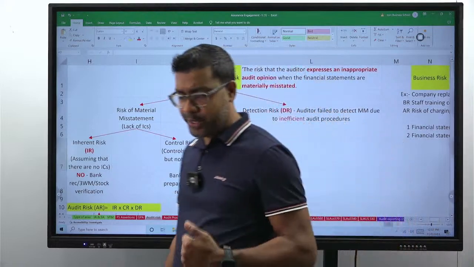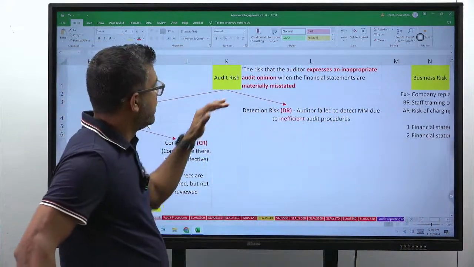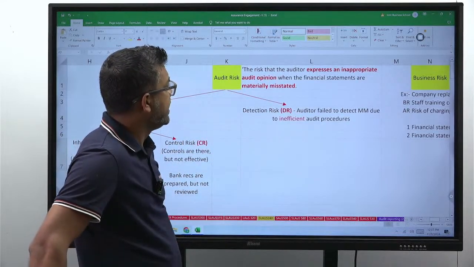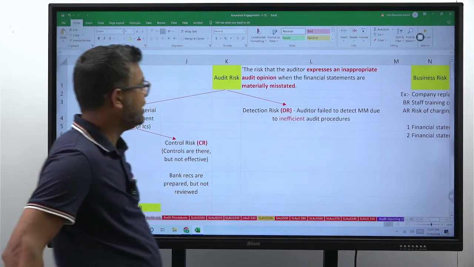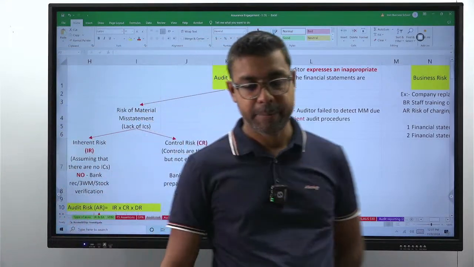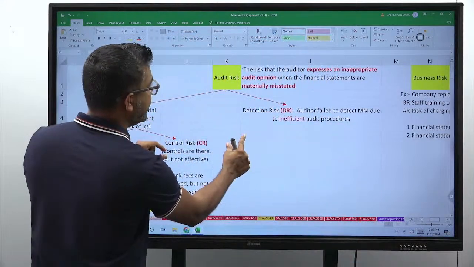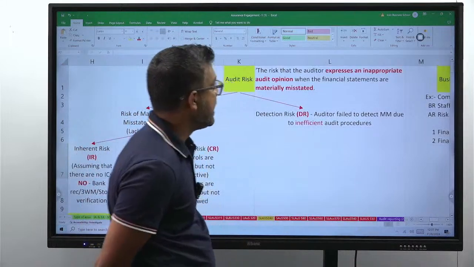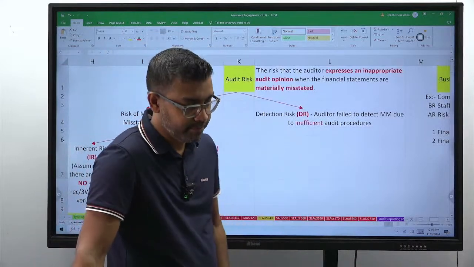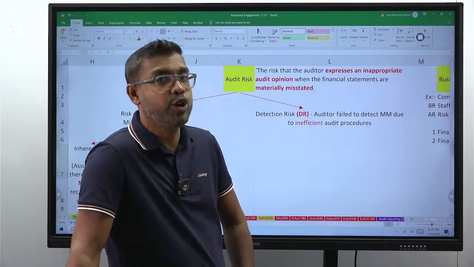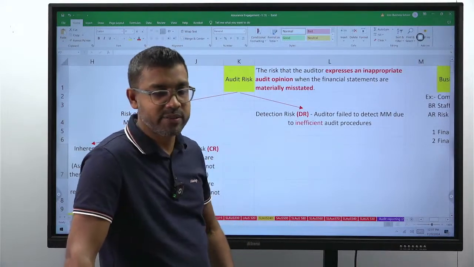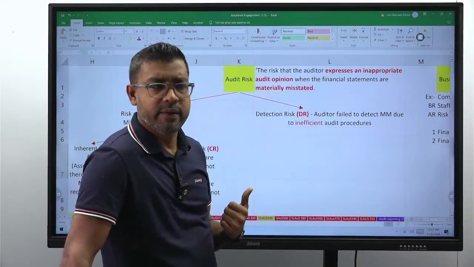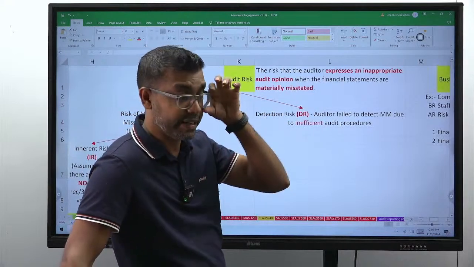If someone asks what is audit risk, you can tell: the risk that the auditor expresses an inappropriate audit opinion when financial statements are materially misstated. You can see I have highlighted certain words in red. I'll tell you the reason. Express inappropriate audit opinion when financial statements are materially misstated.